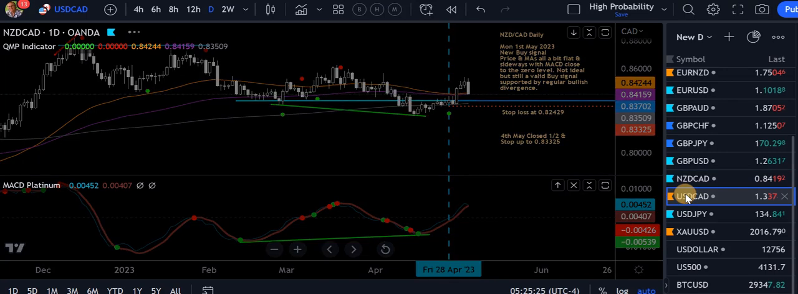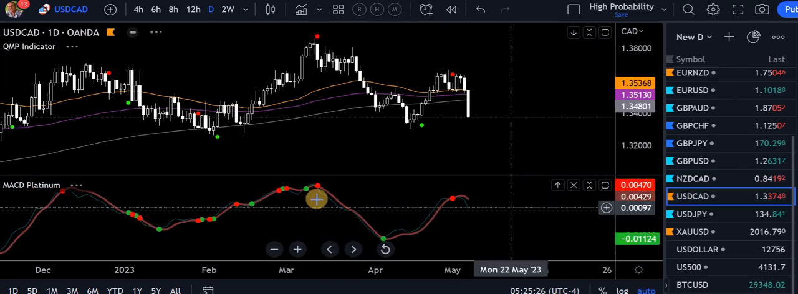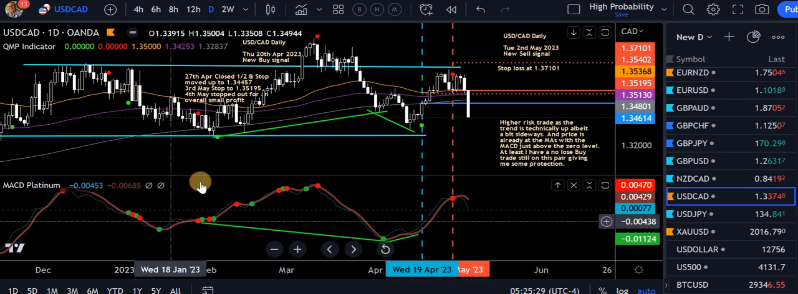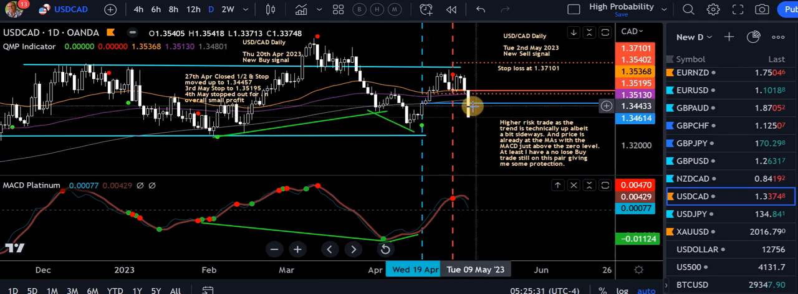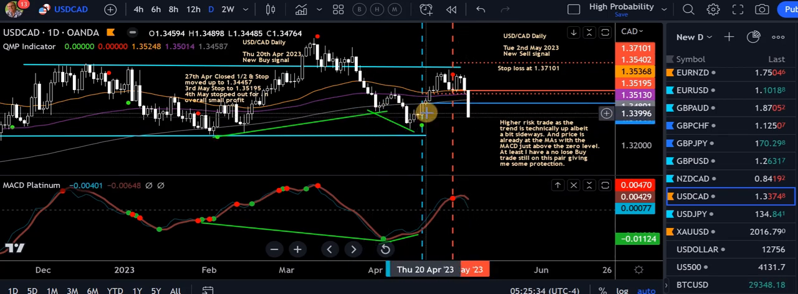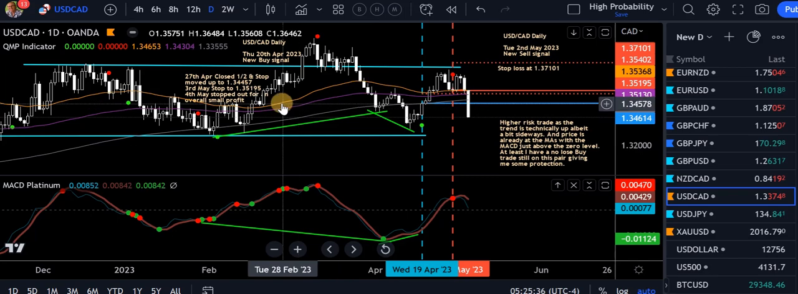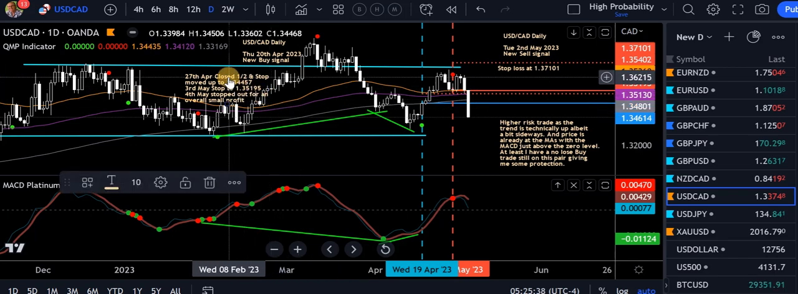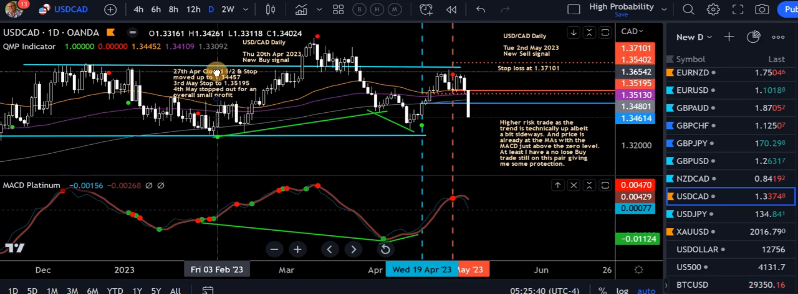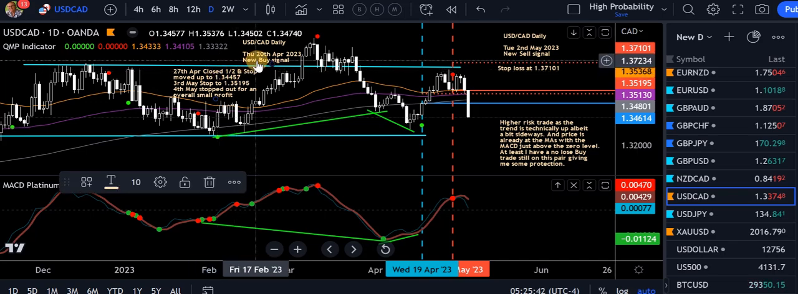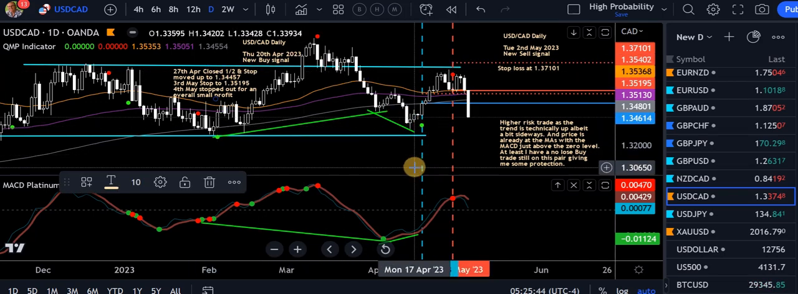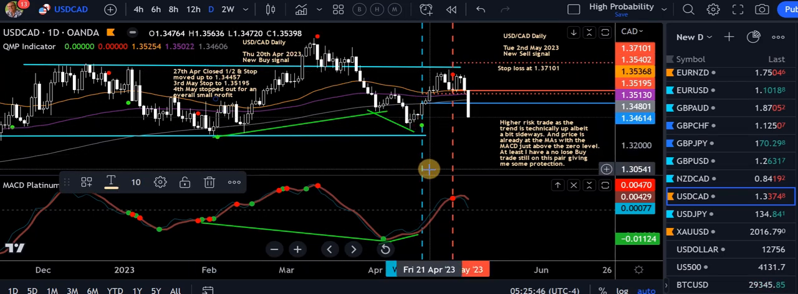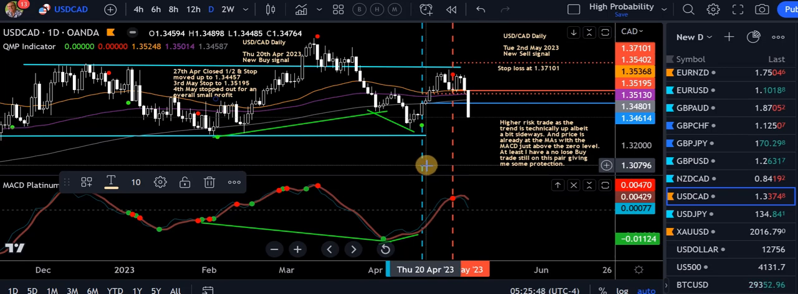USD CAD highlighted in orange means something happened, and that's pretty obvious. All right. Took this buy trade on the, I'll just move that a bit, 20th of April. Took the buy trade, that's this one. 20th of April, took the buy trade.